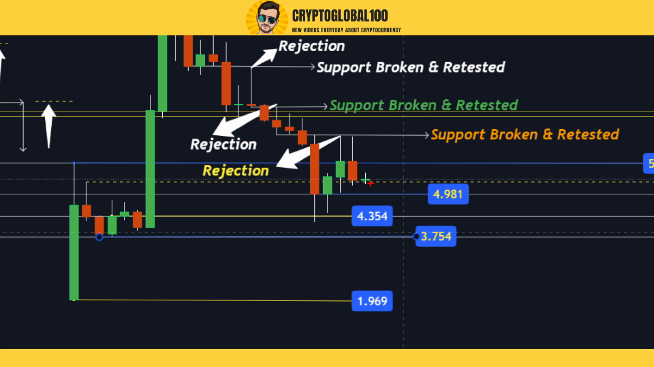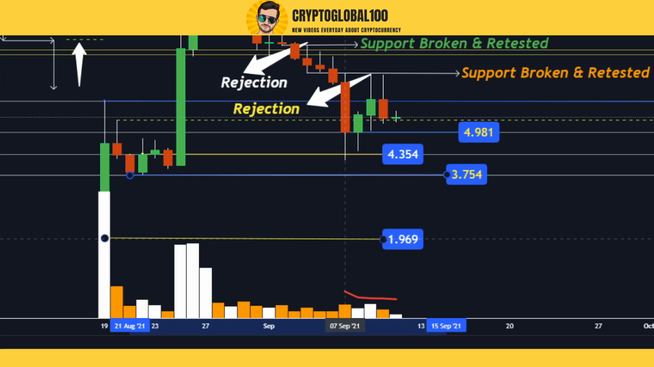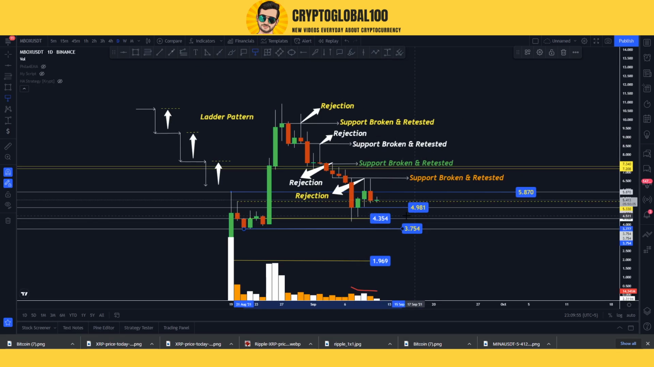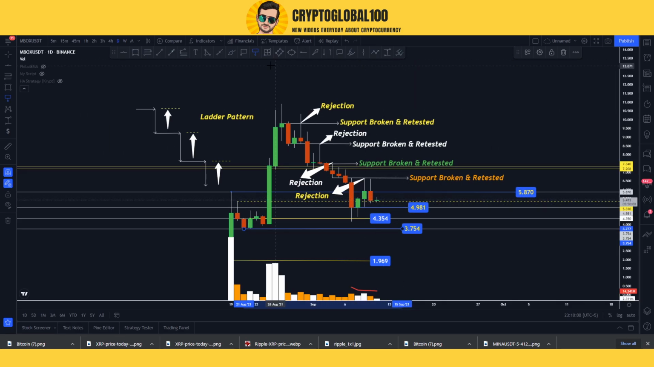So what does it mean? That we are now trying to range in between this region. We might be ranging, and if I turn on the volume, you can see the volume has started to decrease, which is a good sign in one sense. We need to hold the support at least at this area, or you can also call it in between 4.9 to 4.3. Currently it is holding the support level at this area, 5.25.